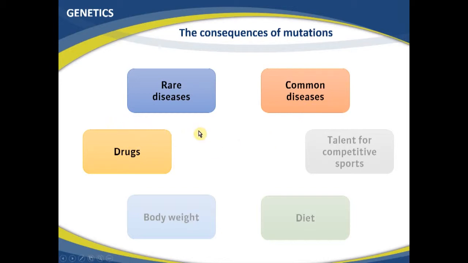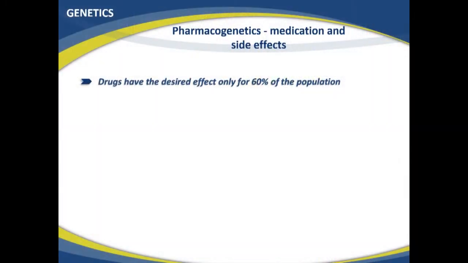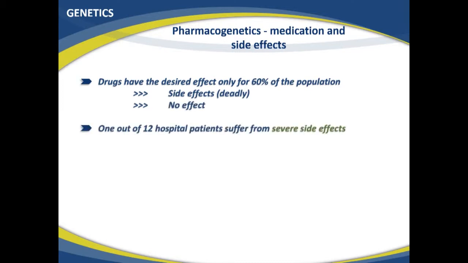Then we have medication, the way medication works in our body, which is also influenced by genetics. For example, drugs like aspirin or some medication only have a desired effect in around 60% of the population. It's more for some drugs, less for others, but usually we know that they don't work the same in everyone. And some people have side effects, which can also be deadly. Some people have no effect.